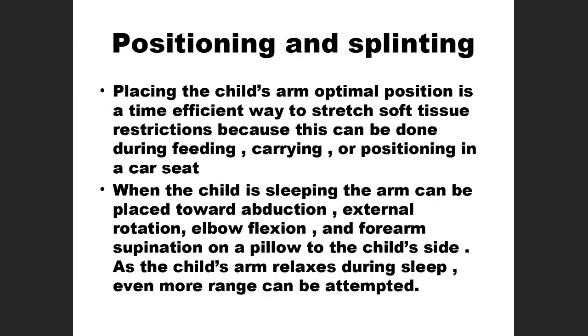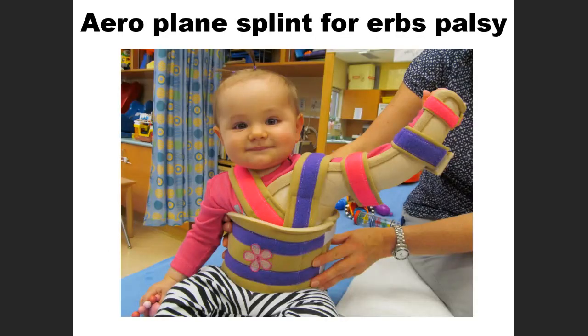Placing the child's arm in an optimal position is a time-efficient way to stretch the soft tissue restrictions, because this can be done during feeding, carrying and positioning in a car seat. When the child is sleeping, the arm can be placed in abduction, external rotation, elbow flexion and forearm supination on a pillow at the child's side. As the child's arm relaxes during sleep, you can attempt even more range. Or you can use an airplane splint to maintain the hand in a good position.